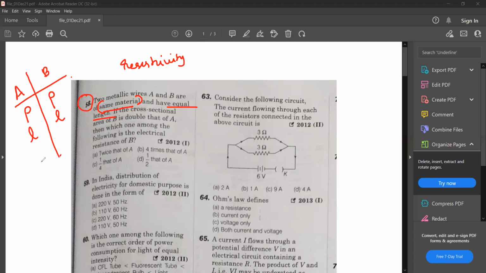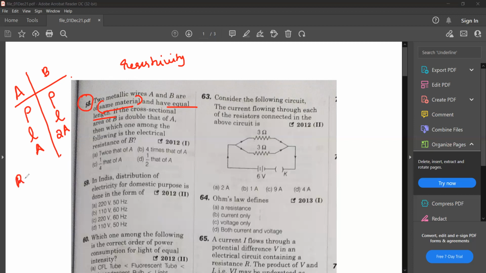And area of cross section of B is double that of A. So suppose area of A is A, area of B is double that of A, that means 2A. Okay, so resistivity rho is same, length is equal, area of B is double that of A. So I'm taking area of A as A, so area of B is 2A. Now, what you have to find out? You have to find out resistance.